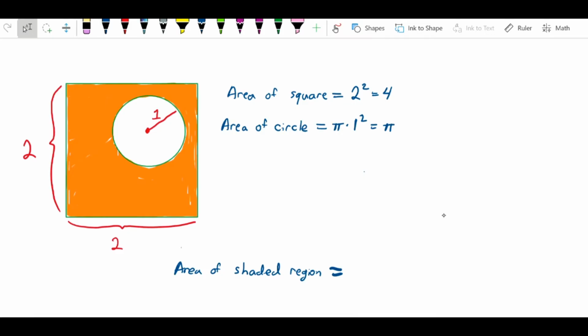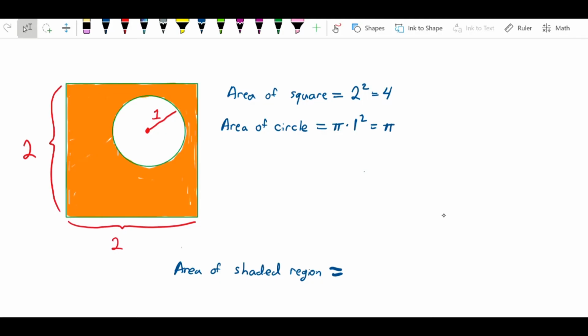In this problem, we want to find the area of the shaded region, the orange region. We can see that the orange region is all of the area inside a 2 by 2 square, except for a circle of radius 1. So it's not too difficult to imagine that this is really a subtraction problem. Since we have two areas that we know how to find, the area of a square and the area of a circle, we can just subtract one from the other.